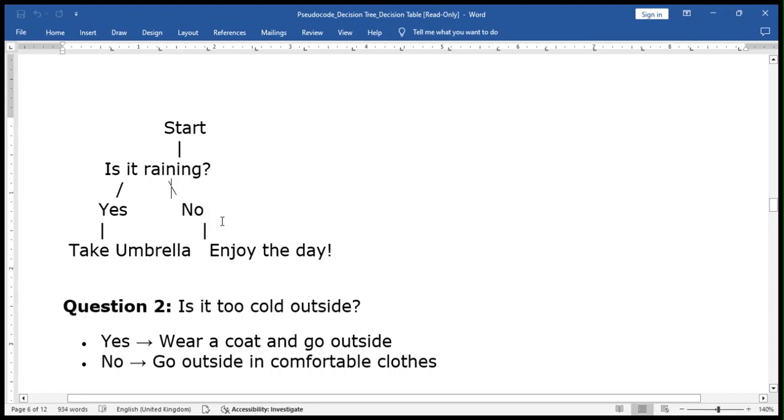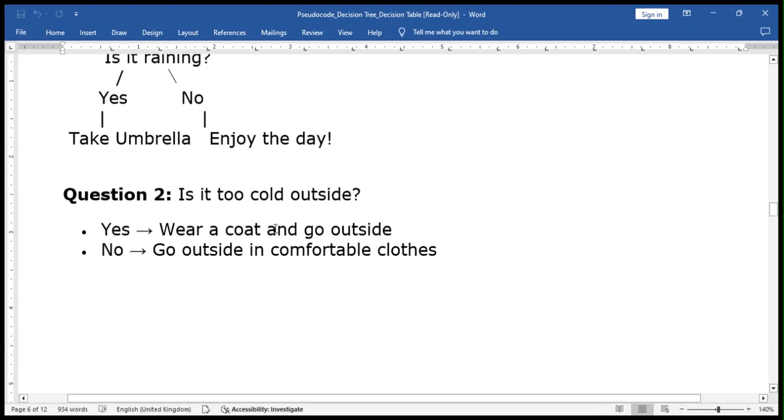Now, a decision tree is very important, especially in artificial intelligence. It is used in machine learning algorithms, especially the ones that perform classification. Any form of classifying data will have to implement an aspect of decision tree. So decision trees are still important.